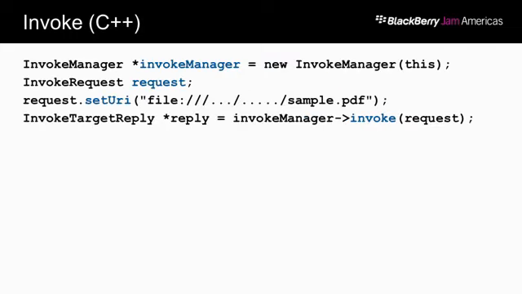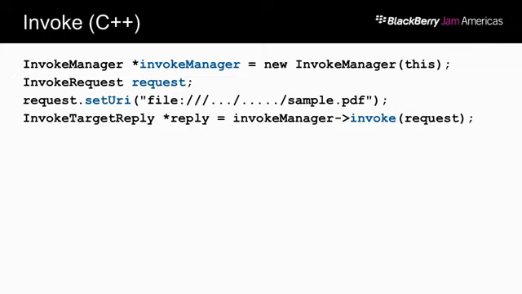So let's look at some code. How easy can invocation get? Just 4 lines of code. This sends an invocation request, and it actually invokes another application. The first step of any invocation is to get an instance of Invoke Manager. That's pretty much your central class, because it has methods like invoke, right?